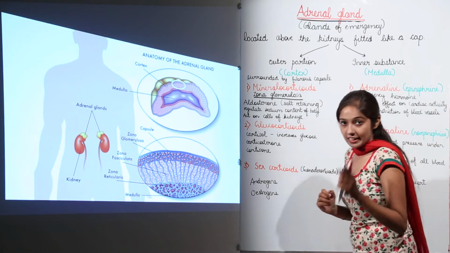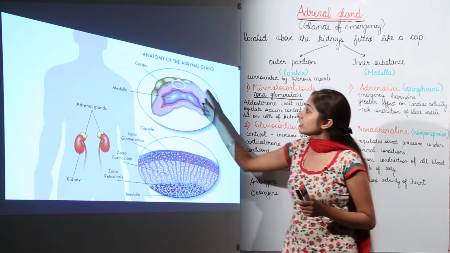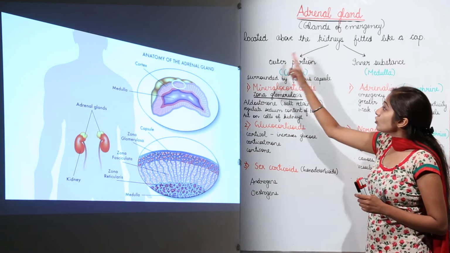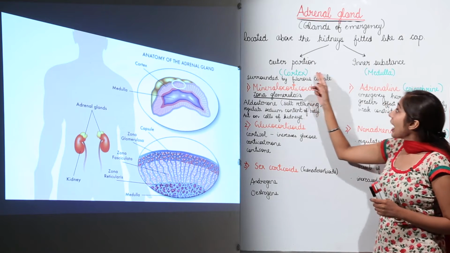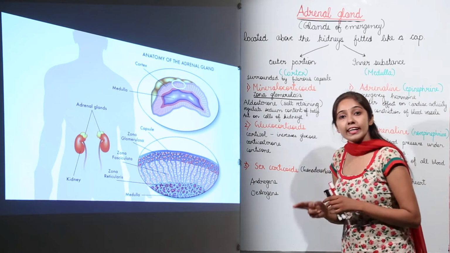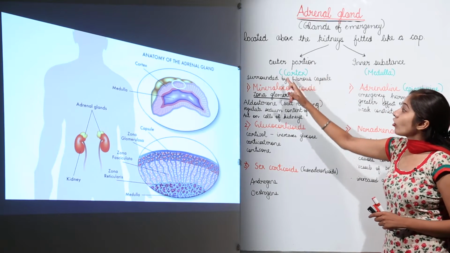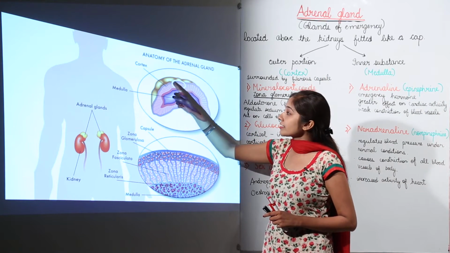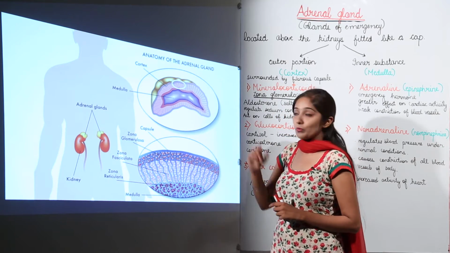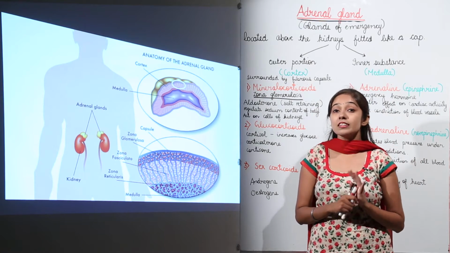Now if you look at the anatomy of the adrenal glands, they have two regions. They have an outer region that we call the cortex and an inner region that we call the medulla. So we can call them the adrenal cortex and adrenal medulla respectively. The adrenal cortex, the outer portion, is surrounded by a fibrous layer that we call the capsule.